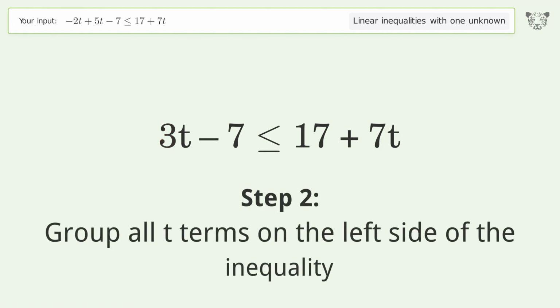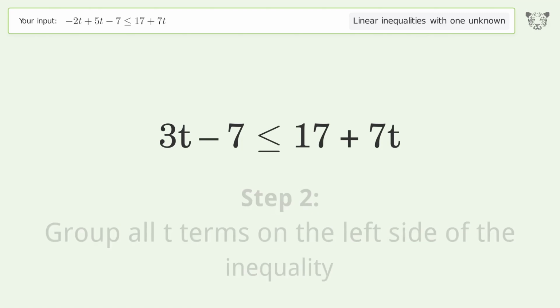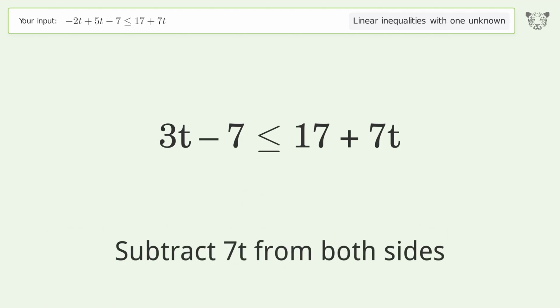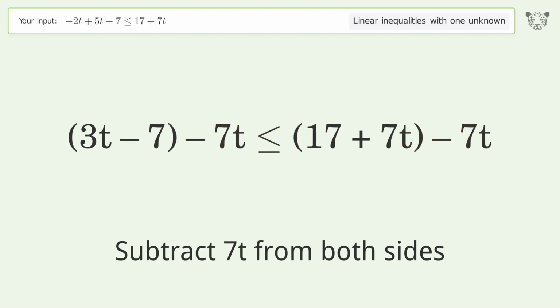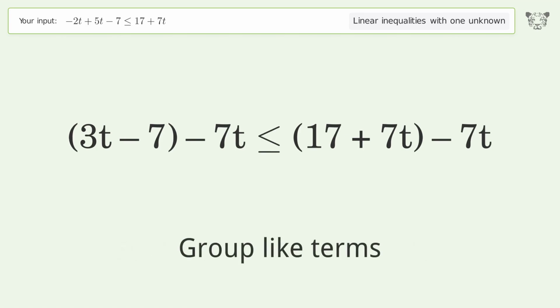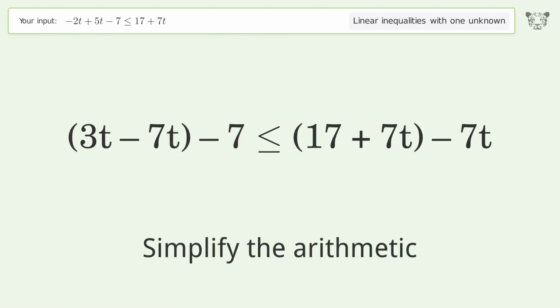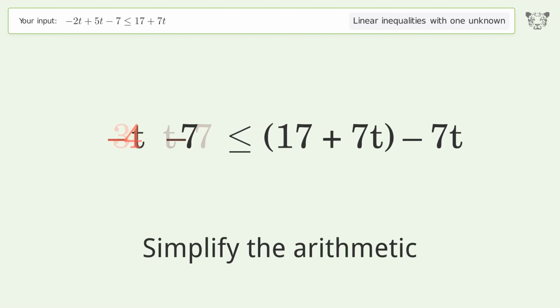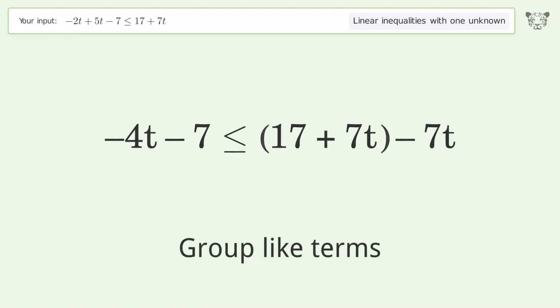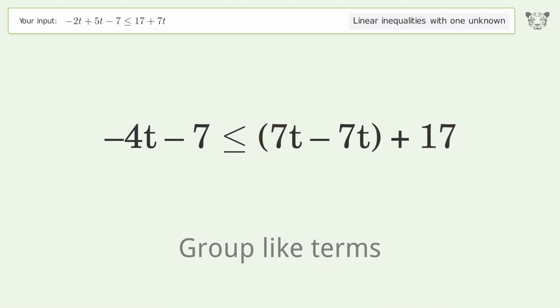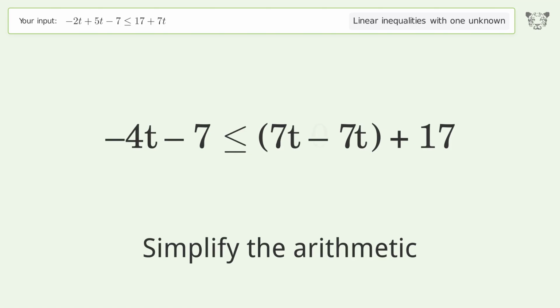Group all t terms on the left side of the inequality. Subtract 7t from both sides. Group like terms. Simplify the arithmetic. Group like terms. Simplify the arithmetic.